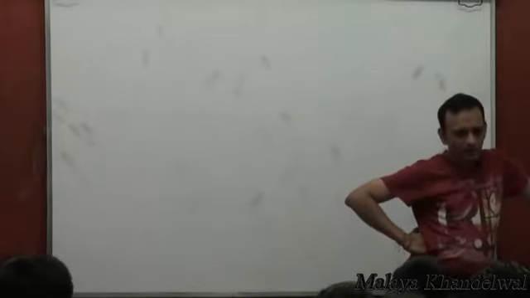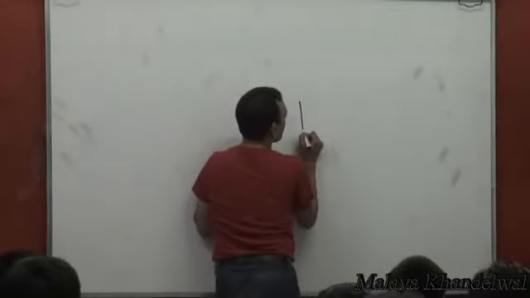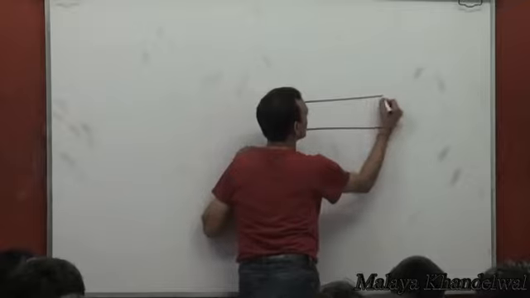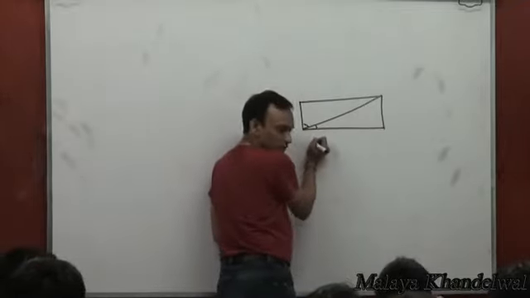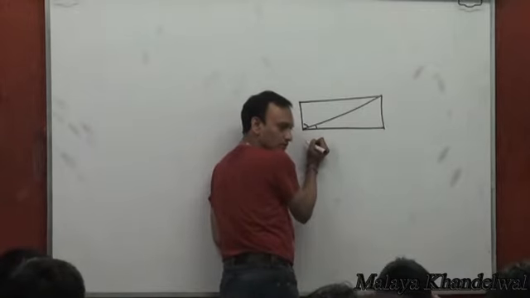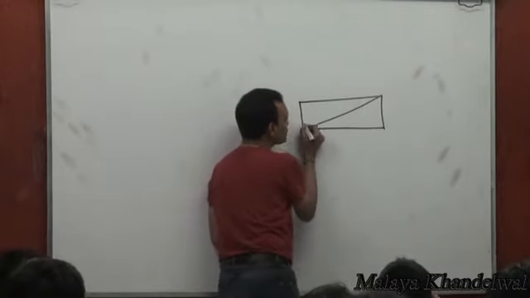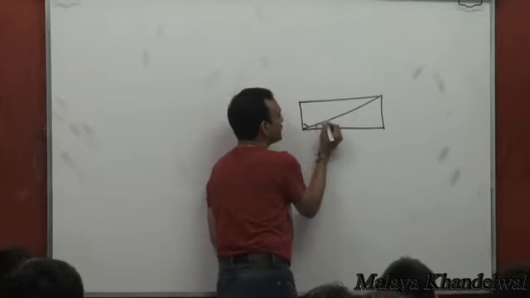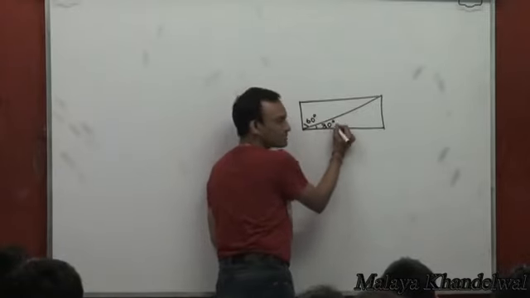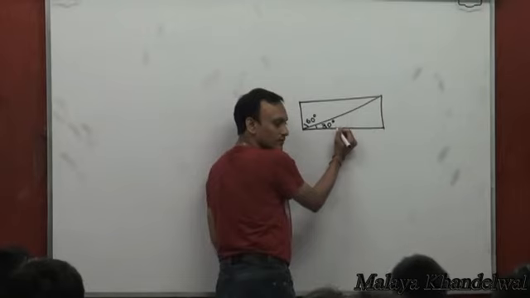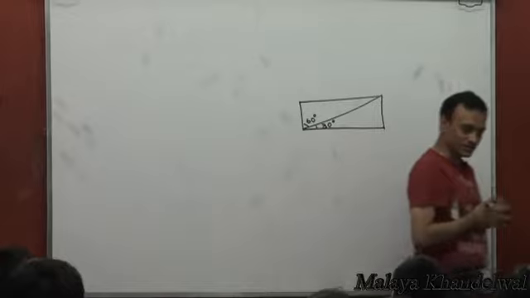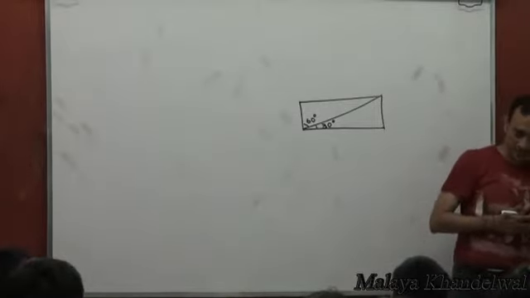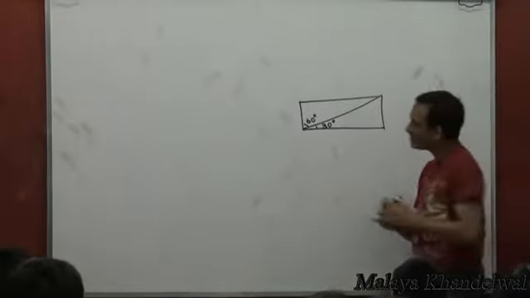Really? Where did you learn your geometry from? In a rectangle, the diagonal will not bisect the angle. This is a rectangle. Will this angle be equal to this angle in a rectangle? The only thing is this is 90 degrees. If this is 30 degrees, this will be 60 degrees. In a square it does, but not in a rectangle in general, right? Oh, never mind. It's okay.